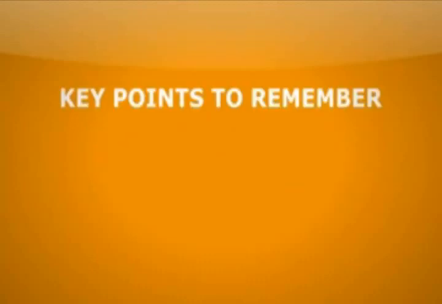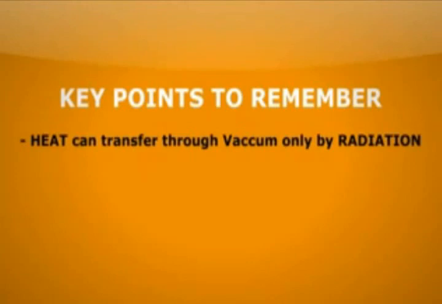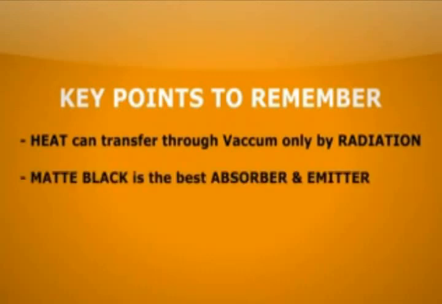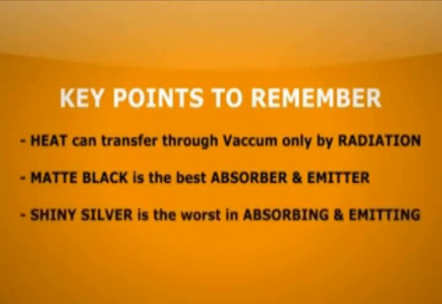So then, when heat is transferred across a vacuum, the only way it can do that is by radiation. We've also seen that matte black is the best absorber and emitter of radiation. So if you want something to heat up really quickly or cool down quickly, we color it matte black. We also saw that shiny silver is the worst at absorbing and emitting radiation. So if you want something to stay hot or remain cold, you color it shiny silver.